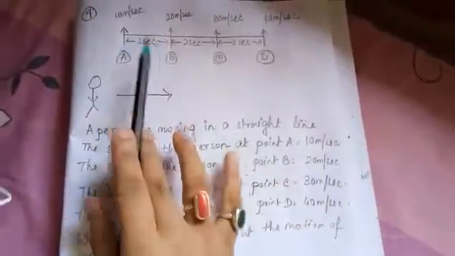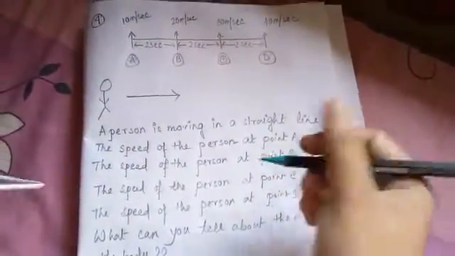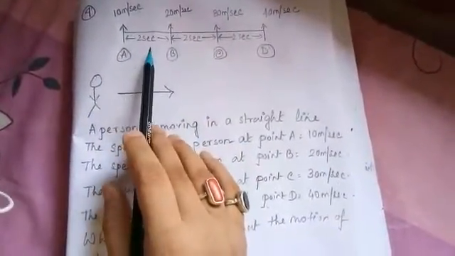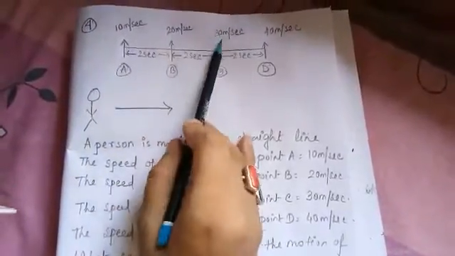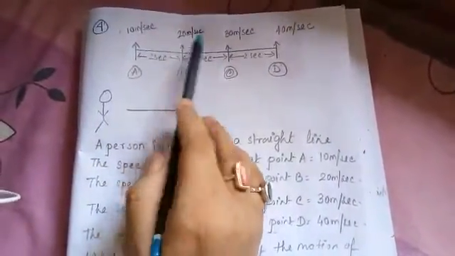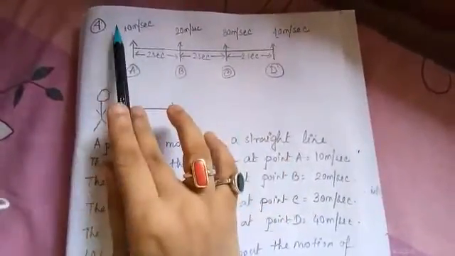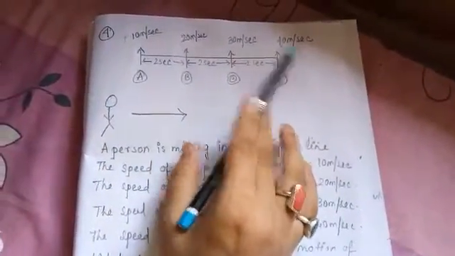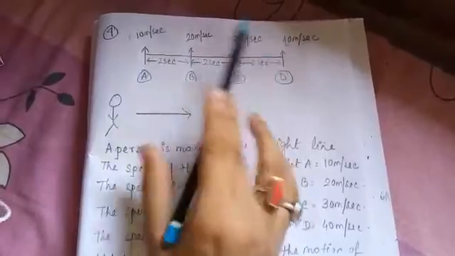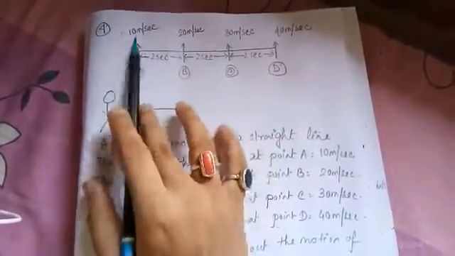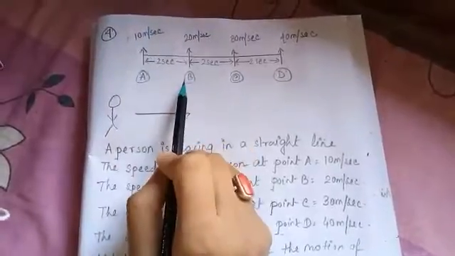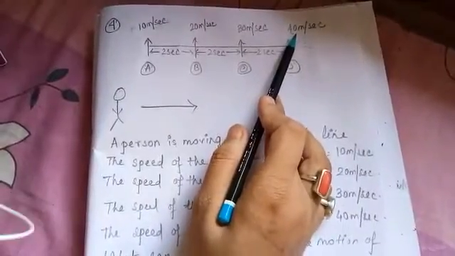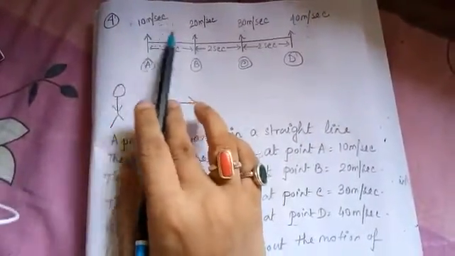Great. Now we have to tell about the motion of the person. Here we can see the speed is increasing continuously: 10 meters per second, then 20, then 30, then 40. That means it is confirmed that it is not uniform speed or uniform velocity. Velocity is increasing, and all these speeds or velocities are instantaneous. It is the instantaneous velocity at each point. So all the velocities are increasing.